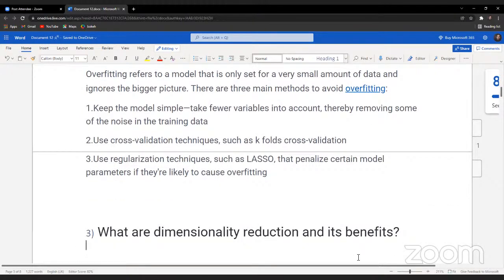Okay, as coming to the next step, what is dimensionality reduction and what are its benefits? If anyone knows the answer, please bring me in the chat box. I will see those replies and we'll discuss the answer in a minute.